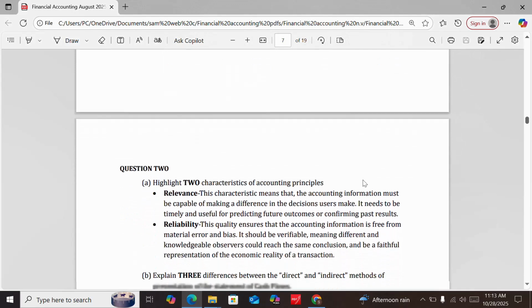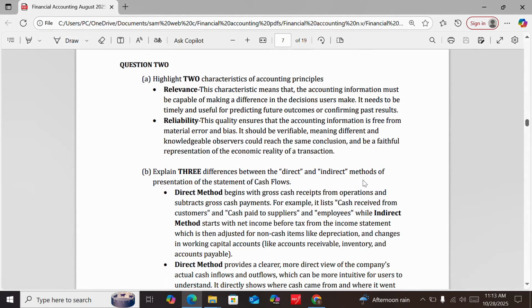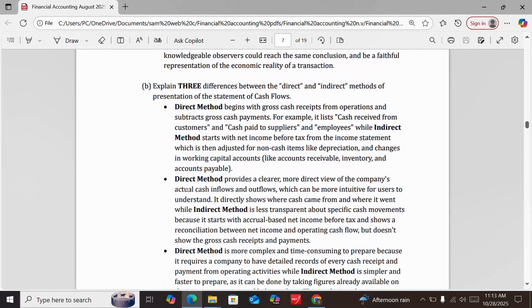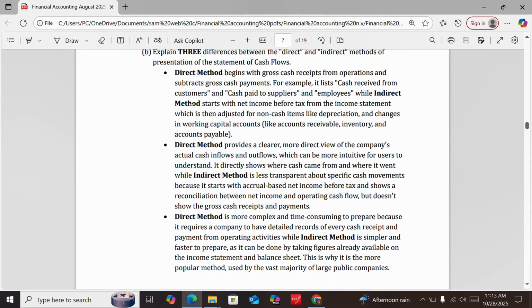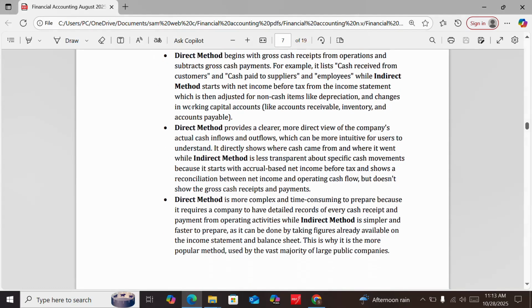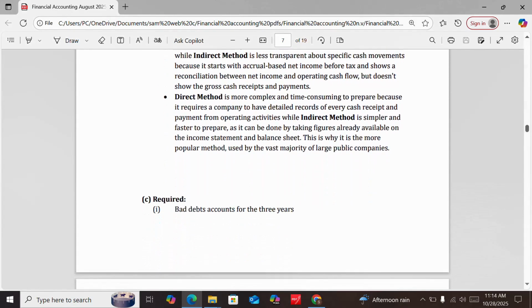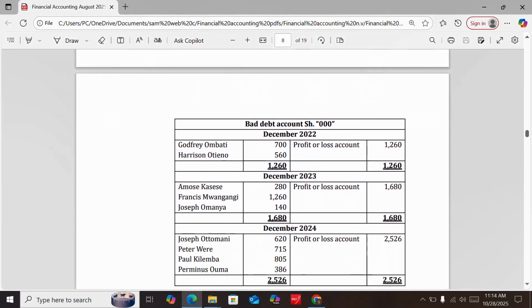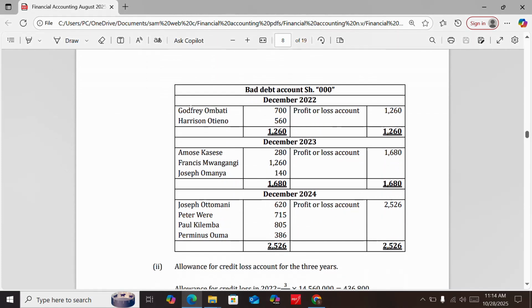From there, we go to question 2. We have the two characteristics of accounting principle. Then part B, we have the three differences between direct and indirect method of presentation of the statement of cash flow. And then C, we have the bad debt account for the years ended December 2022, 2023, and 2024.